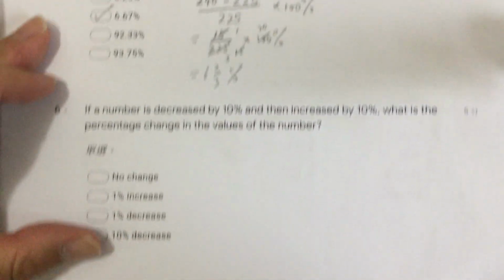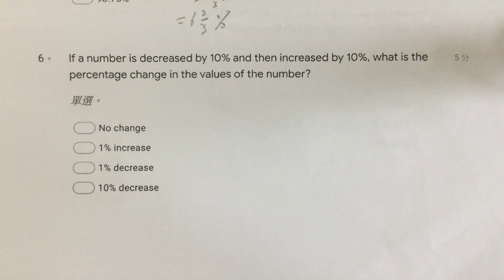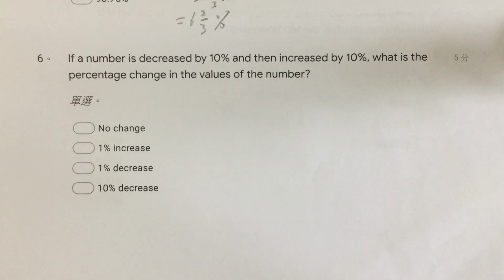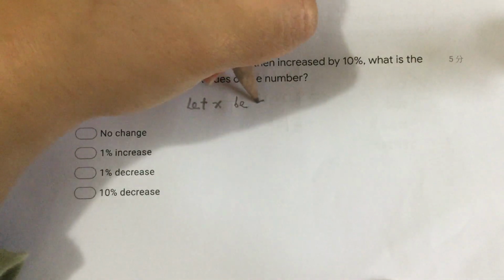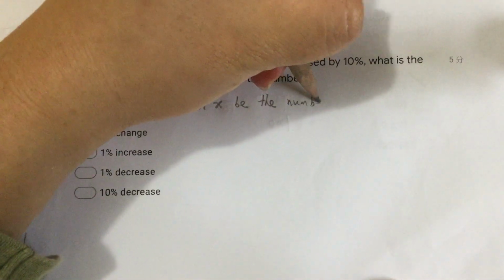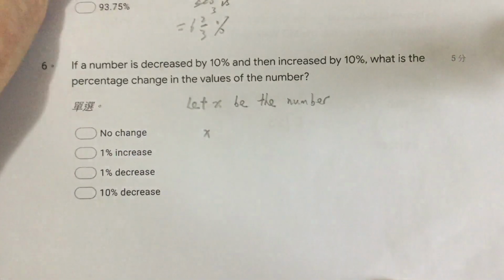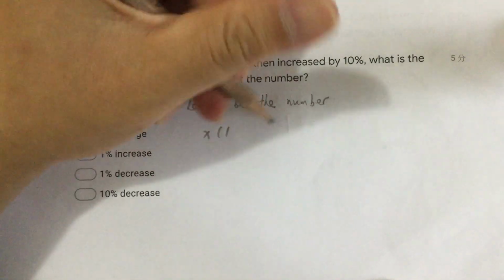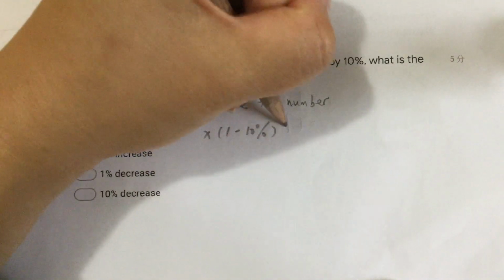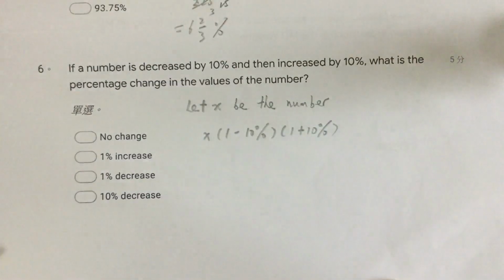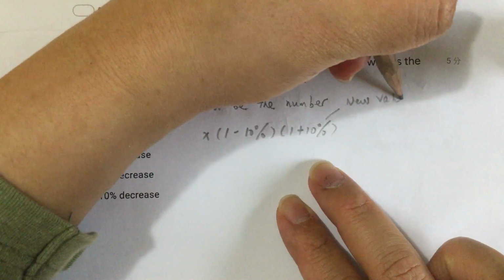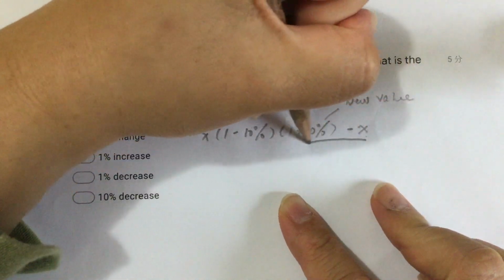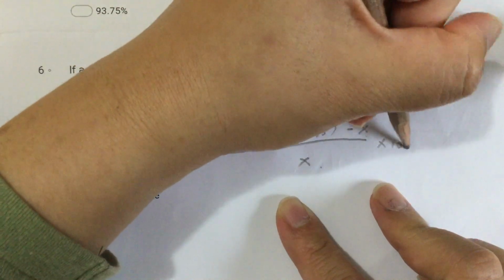Question 6. If a number is decreased by 10% and then increased by 10%, what is the percentage change in the value of the number? First of all, we let x be the number. So the new value is x times 1 minus 10% times 1 plus 10%. And then this is the new value. Then minus x, over x, times 100%.